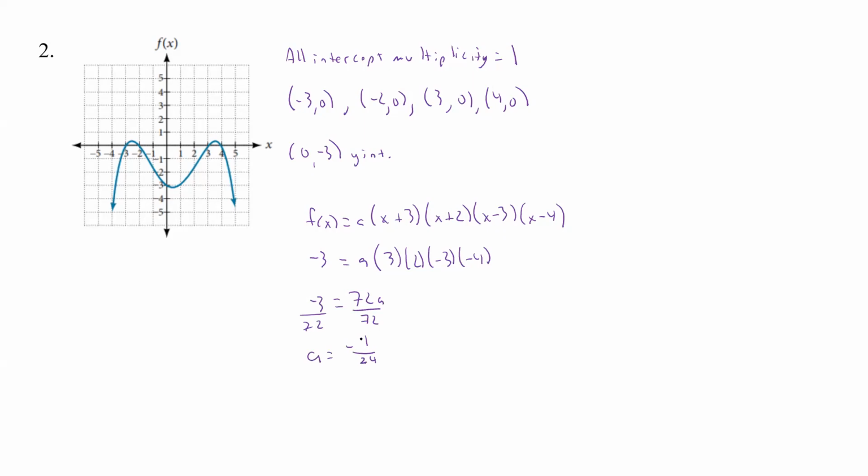Okay. So then I plug that into this, and then my function is f of x equals negative 1 over 24 times (x plus 3)(x plus 2)(x minus 3)(x minus 4). And that would be then my function and lowest degree that I know of, and for this curvature here. Now, does it make sense?